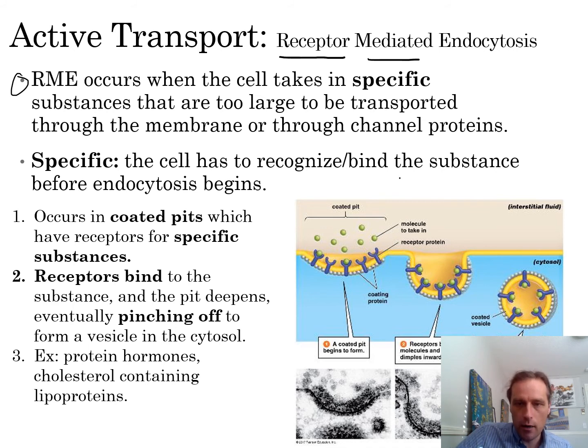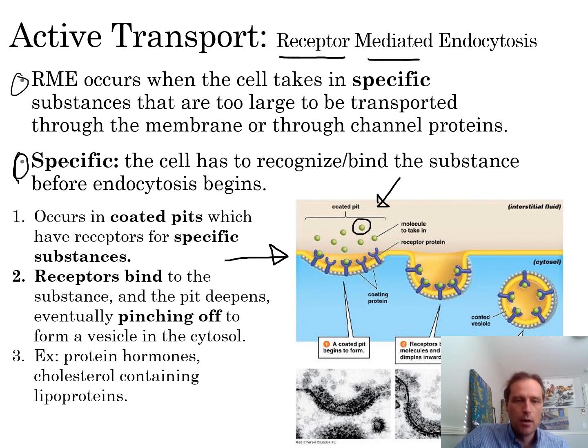So let's look at the picture here. We're saying that these green circles are too big to get in any way other than some kind of endocytosis. We say that it is specific because the cell has to recognize or bind specifically to that substance before endocytosis can begin. If you follow the arrow, the blue Y-shaped structures there are the receptors, and they are very specific. They will basically only bind to one type of molecule that they will take into the cell.